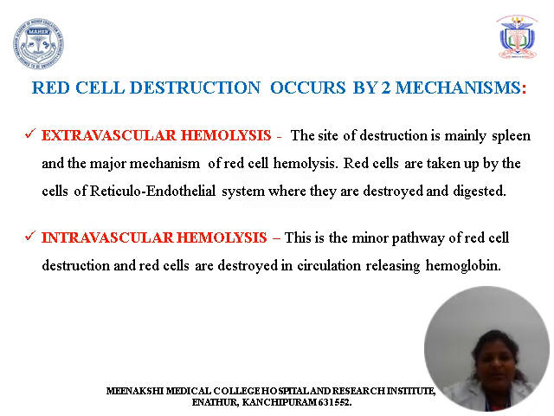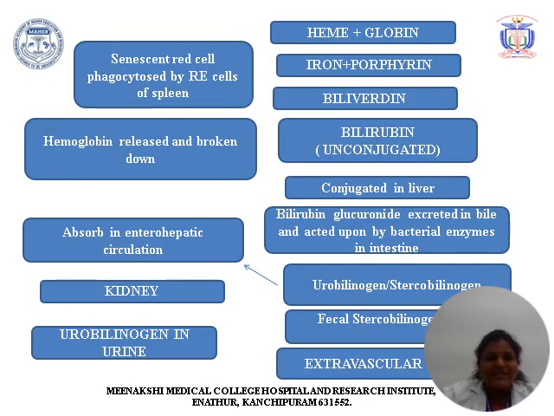In extravascular destruction, the site of destruction is mainly the spleen, and it is the major mechanism of red cell hemolysis. Red cells are taken up by the cells of the reticuloendothelial system, where they are destroyed and digested. Intravascular is a minor pathway of red cell destruction, and red cells are destroyed in the circulation, releasing hemoglobin. And this is the process of extravascular hemolysis.